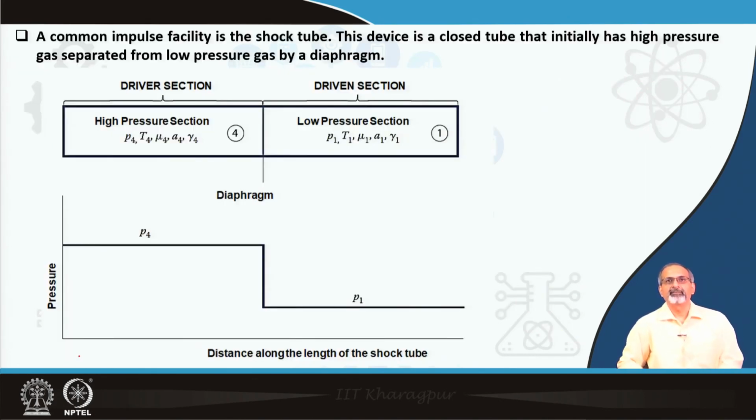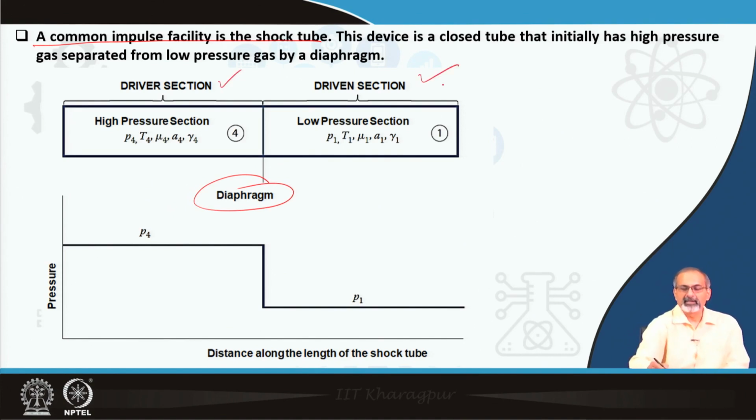And the heart of that kind of facility is the shock tube. This is the most commonly and widely used facility variant. This device is a closed tube that initially has high pressure gas separated from low pressure gas by a diaphragm. So, this is like the central portion of the long metallic tube which is closed at two ends. You have the two sections divided by means of the diaphragm. You see one is at a much higher pressure than the other.